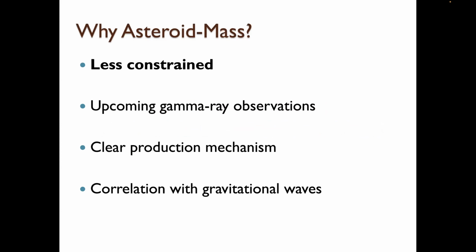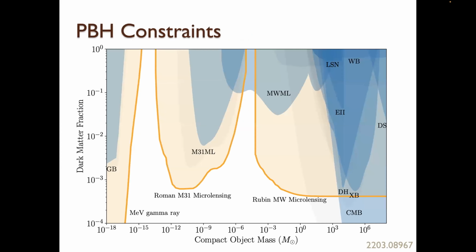So let me talk about the constraints first. This is the PBH constraint plot from one of the PBH Snowmass white papers. So these are very up-to-date plots. Here, the x-axis is the primordial black hole mass, shown as compact object mass in terms of solar mass, and the y-axis is the dark matter fraction, the mass density of the primordial black holes divided by the observed dark matter mass density.